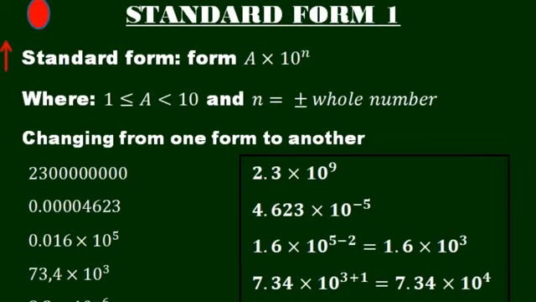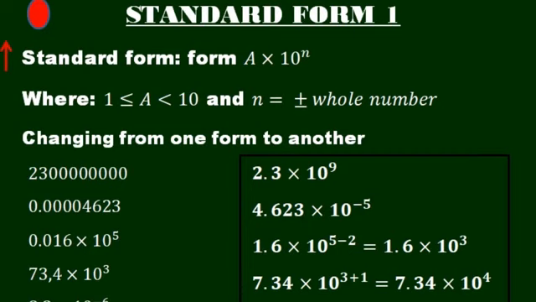Today we are going to look at standard form, right? Standard form is also known as scientific notation. It is very important when you are dealing with very, very large numbers or very, very small numbers.